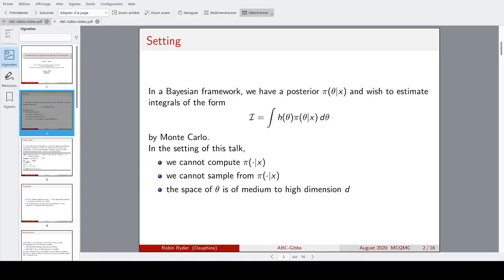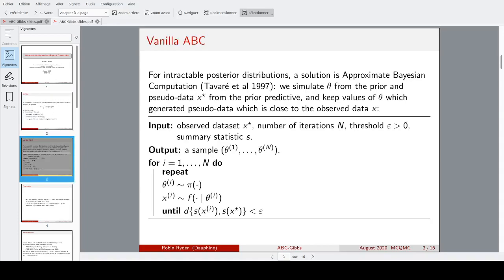And we're also going to look at issues of the space of theta being of dimension d, which is medium to high, in which case traditional approximate Bayesian computation methods won't be available. Now, the traditional solution to intractable models is to use ABC.